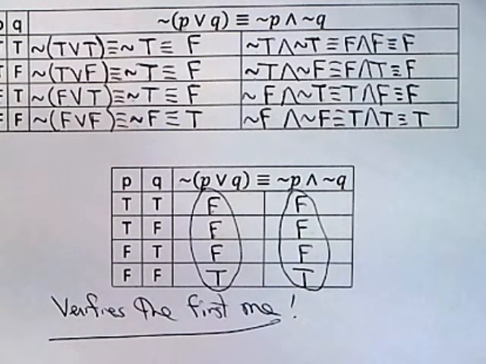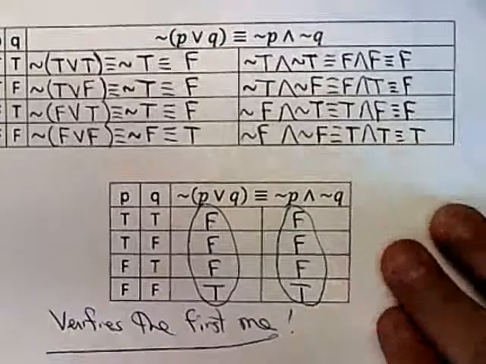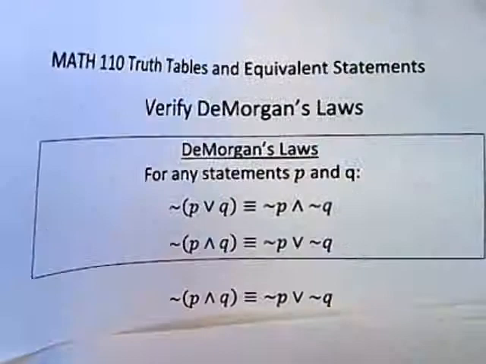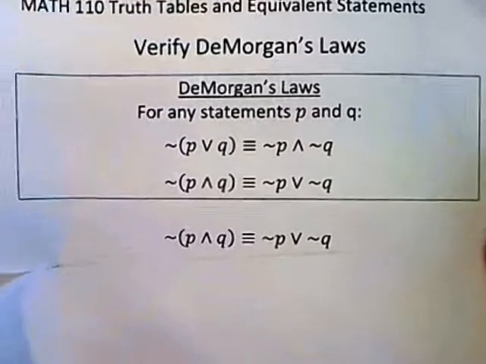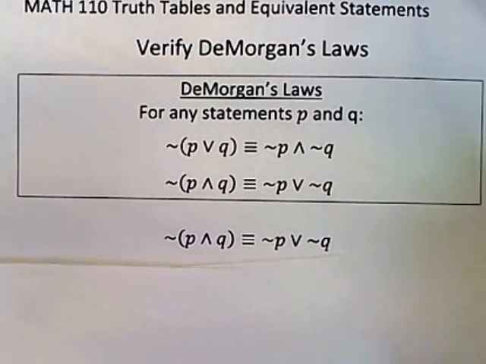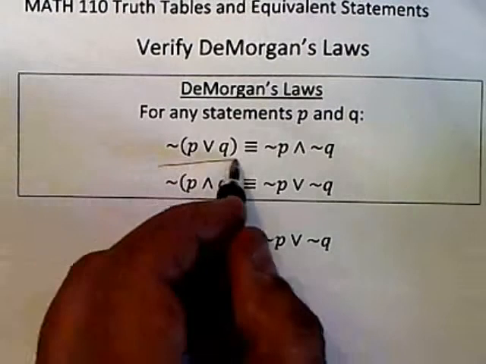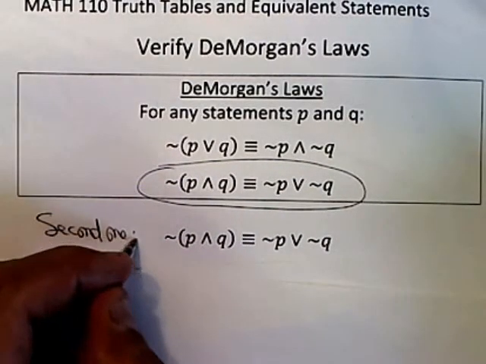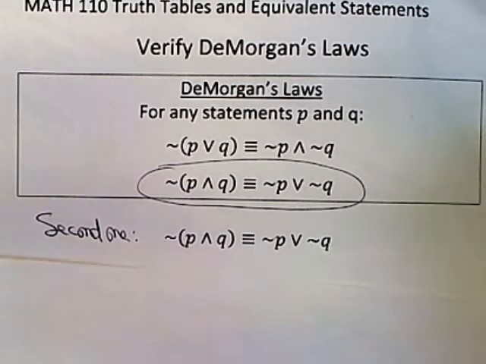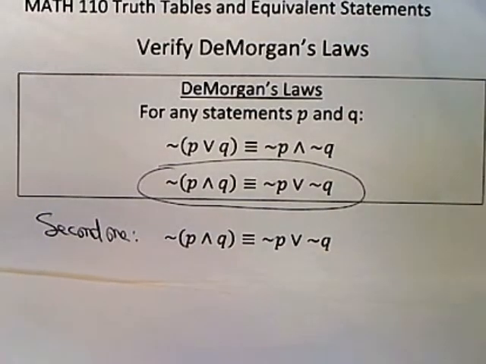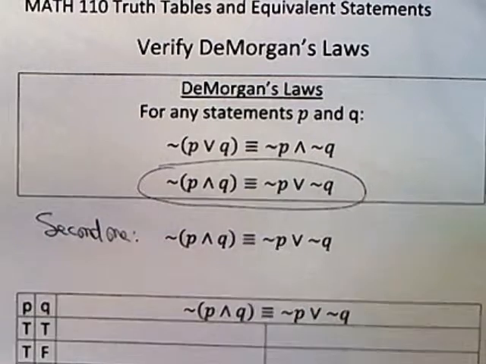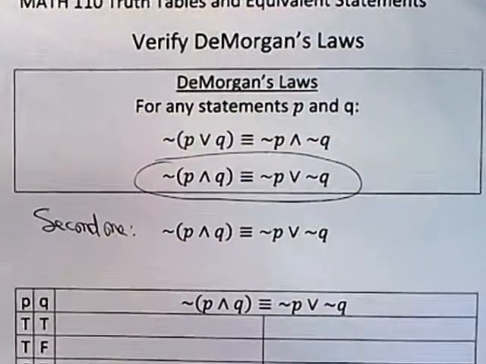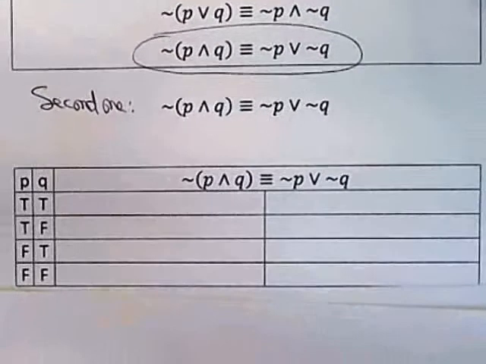Now let's do the same thing for the second one. The second one of DeMorgan's laws, remember, going back to the beginning, the second one we now need to verify. And I play exactly the same game. So I start off with my truth table with every possible value of P and Q.